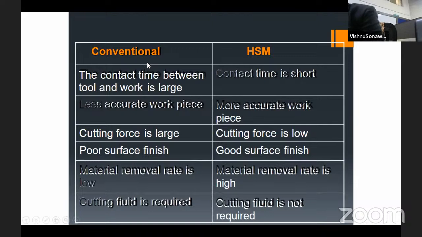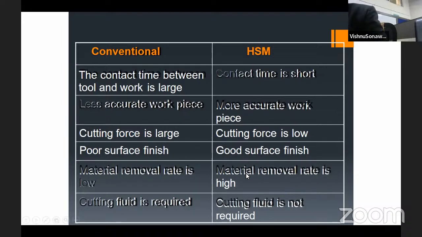conventional machining is less accurate than the high-speed machining. In conventional machining, very large cutting forces are applied, and in high-speed machining, a small amount of cutting force is applied. Due to this cutting force and the cutting speed, in conventional machining the surface finish and roughness are poor. But in high-speed machining, good surface roughness can be achieved, and the material removal rate is very low in conventional machining speed.